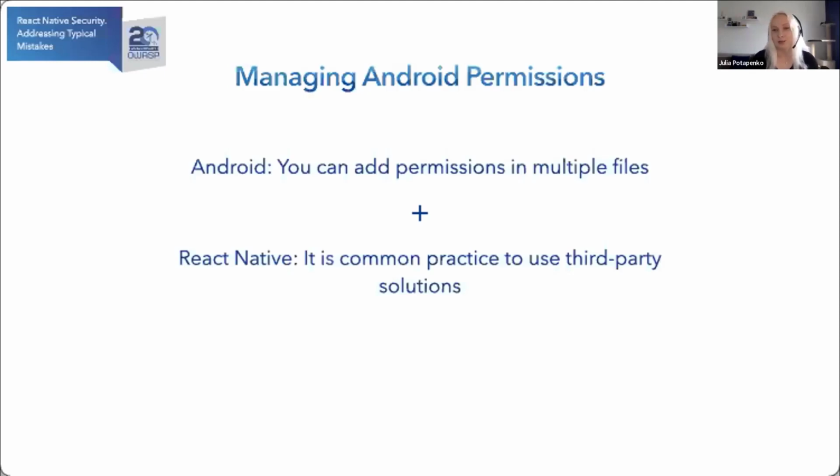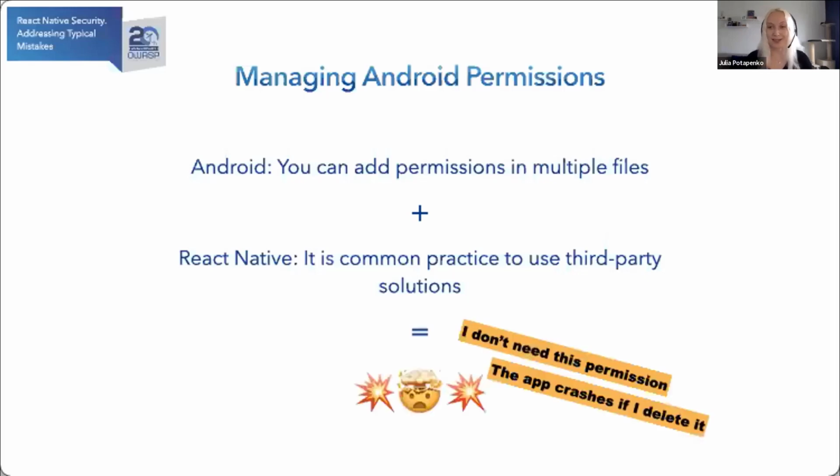On Android, you specify permissions in the manifest file. And each dependency may have its own manifest file adding new permissions. It is a common practice for React Native applications to have multiple dependencies. I'd say sometimes your application may have even more than 100 dependencies, and each of them may add new permissions to your project. And it becomes a headache because you can remove some of these permissions.